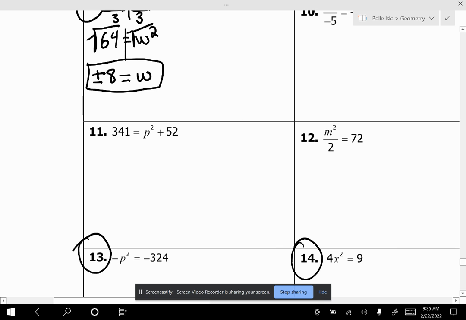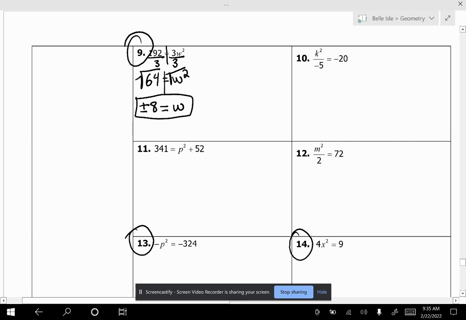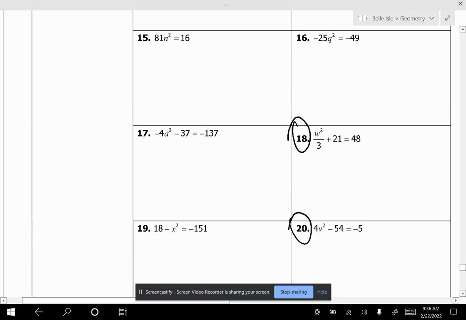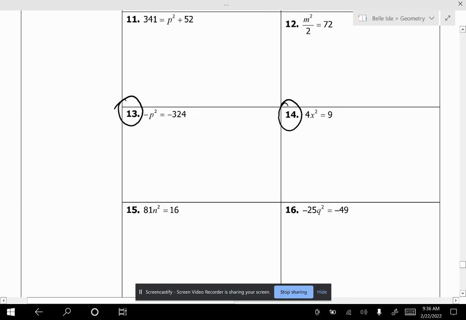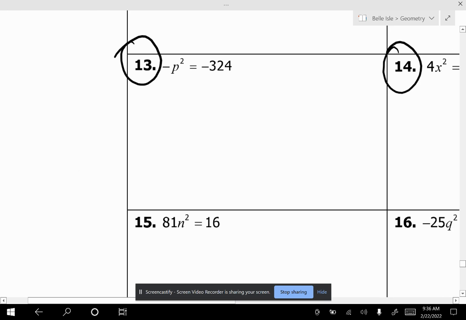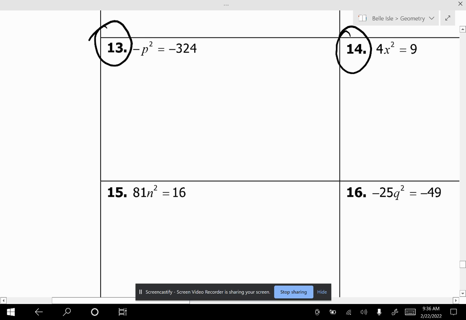Don't use decimals. Fractions. Oh, Mr. Bennett, I don't know how to convert this into a fraction. It's already a fraction. What number are you talking about? It is a fraction. You shouldn't have to convert it. Here, I'll do number 13. I'll get there.